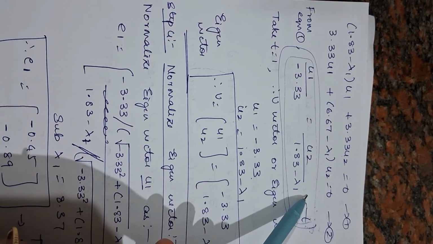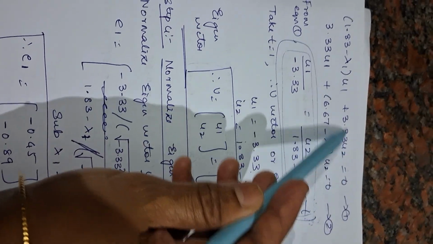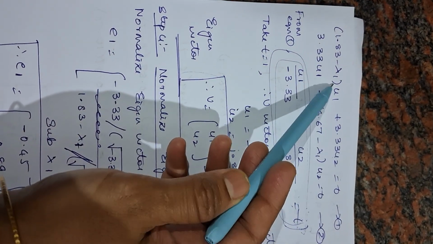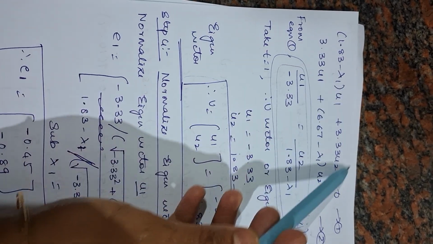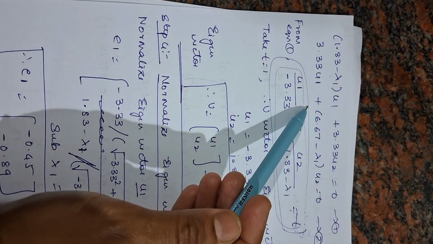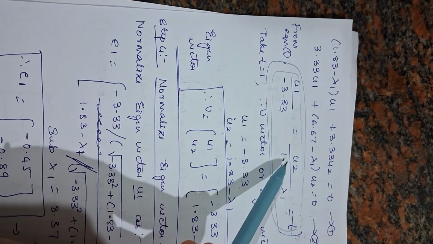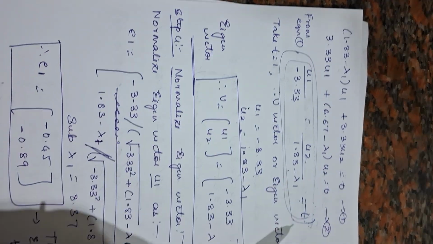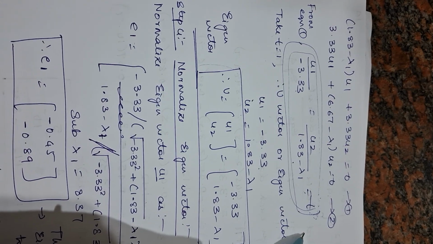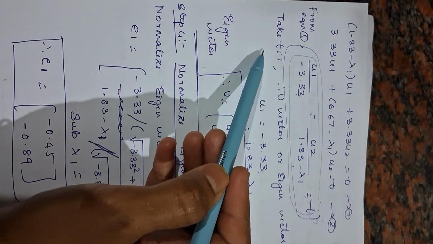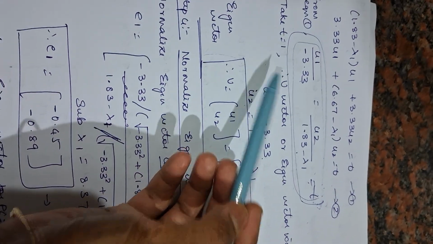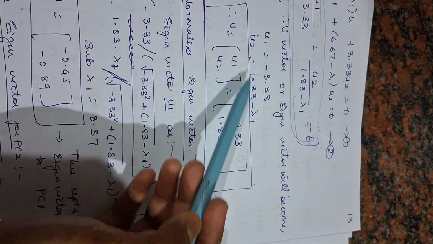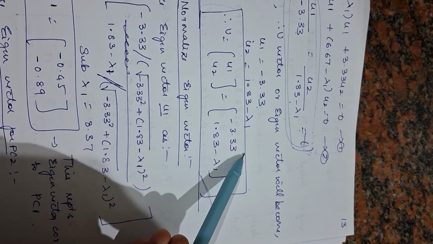What we will do is take only equation 1. Take U1 to the right hand side. So what happens then? U1 divided by minus 3.33 is equal to U2 divided by 1.83 minus lambda 1. Now I'm going to equate this to T. To keep it very simple, we will take T as 1. Therefore, U1 is equal to minus 3.33, and U2 is equal to 1.83 minus lambda 1.